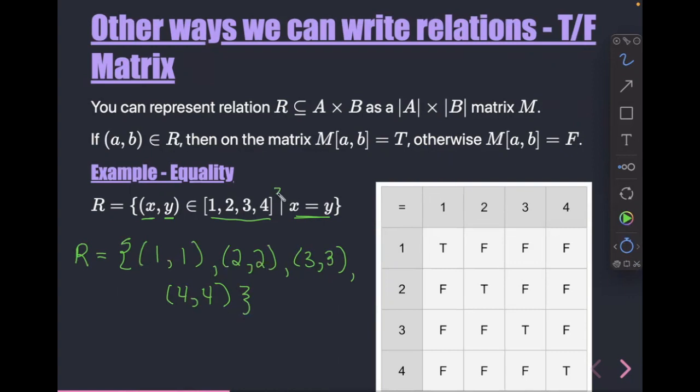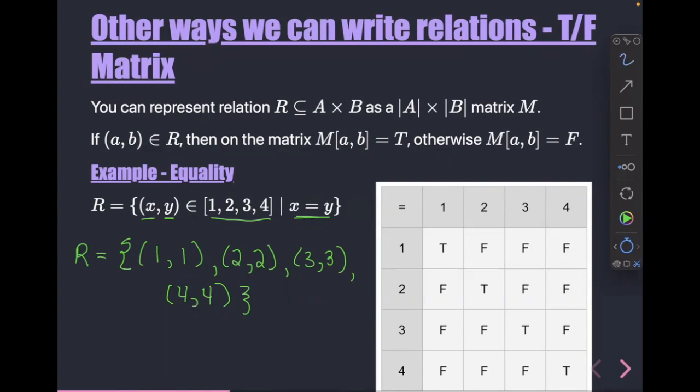So this should actually be this set squared, because it's really two sets, but that's okay. Either type of definition is fine. But yeah, this would be all elements, right? Where this is X and Y, where X equals Y. So that's 1, 1, 2, 2, 3, 3, and 4, 4.